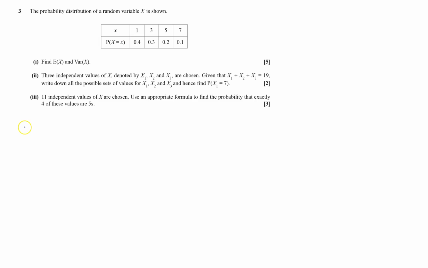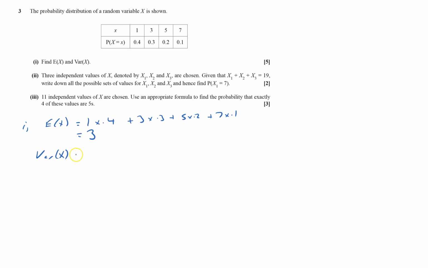Table given like this, we first got to work out the expectation of x, and that equals the value times the probability, and the sum of all those. So 1 times 0.4 plus 3 times 0.3 plus 5 times 0.2 plus 7 times 0.1. Do that in a calculator, that gives me 3.